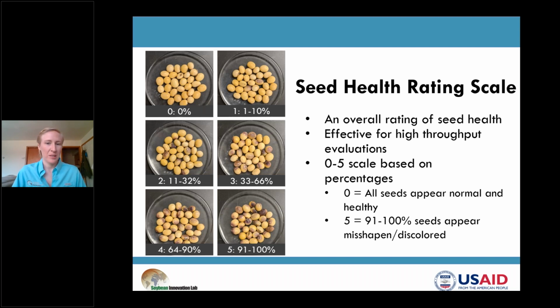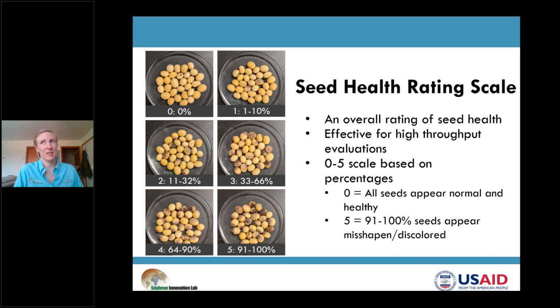So just a little bit about the seed health rating scale. So this is a way to effectively screen or rate a large amount of seed, if you have a breeding trial going on, to get a good overall health screen of your seed.